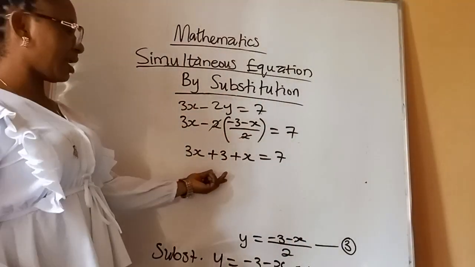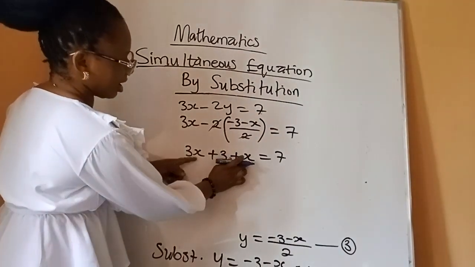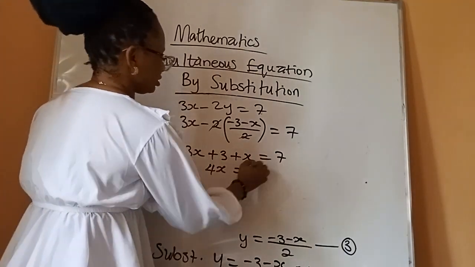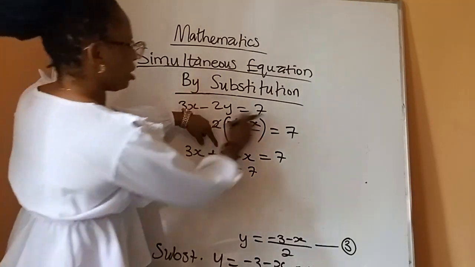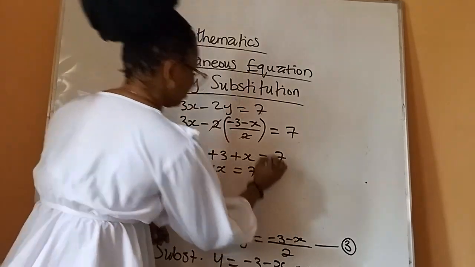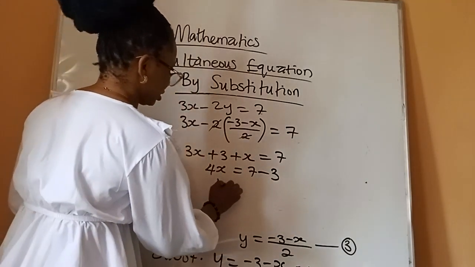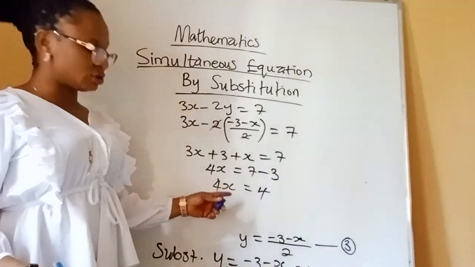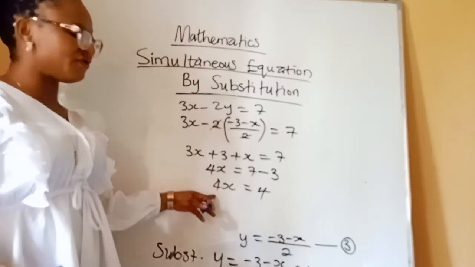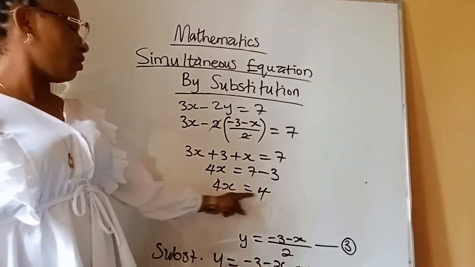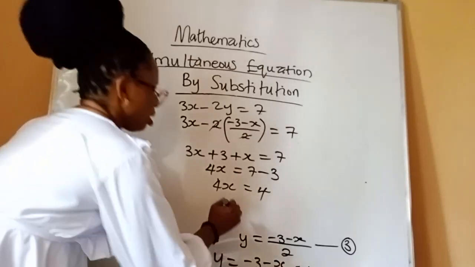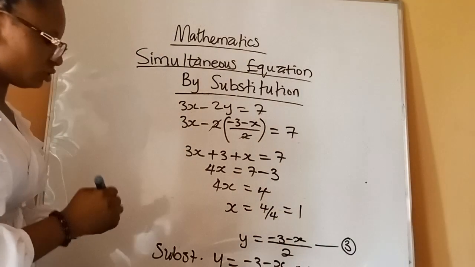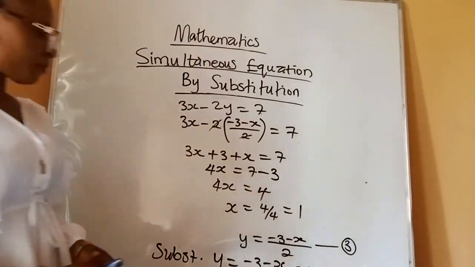At this point, we collect like terms. I have 3x here and I have x here, positive. So I have 4x in total equal to, this is 7 and this is a positive 3. Crossing the equality, I have negative 3. So our 4x is actually equal to 4. At this point, to make x the subject of formula, we say divide both sides by 4. And if both sides of this equation is divided by 4, you have your x to be equal to 4 over 4, which equals 1. So the value of x is 1.